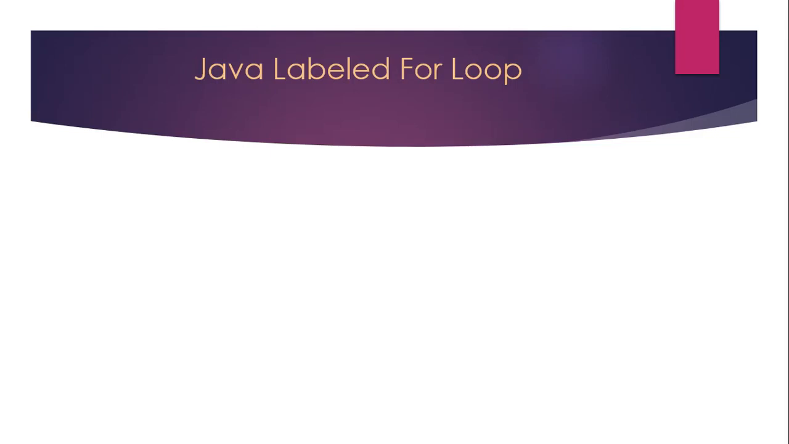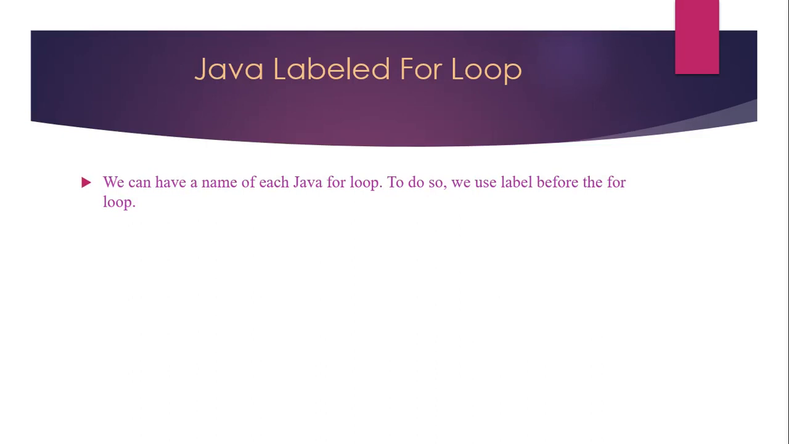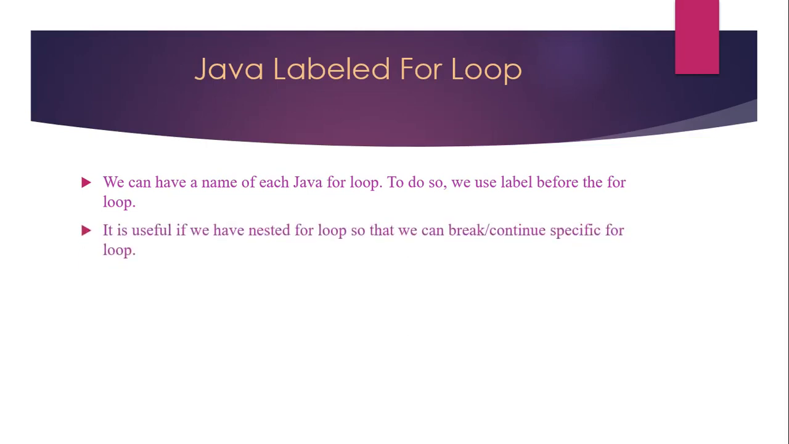The third one is Java labeled for loop. We can have a name of each Java for loop. To do so, we use a label before the for loop. It is useful in the case of a nested for loop, that is, a loop inside a loop, or we can say a for inside the for.